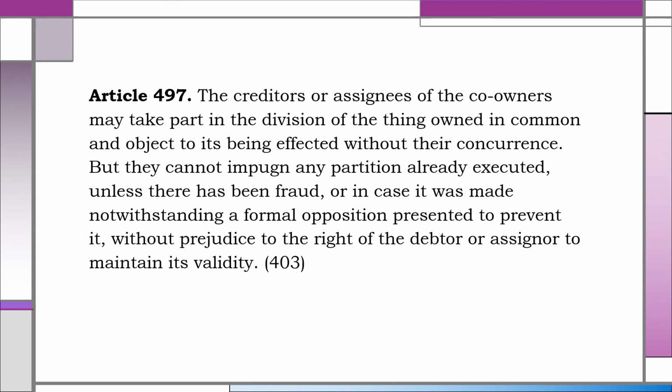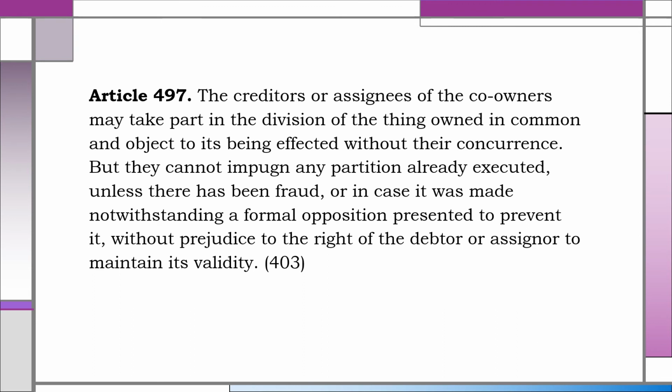Article 497. The creditors or assignees of the co-owners may take part in the division of the thing owned in common and object to its being effected without their concurrence, but they cannot impugn any partition already executed unless there has been fraud or in case it was made notwithstanding a formal opposition presented to prevent it, without prejudice to the right of the debtor or assignor to maintain its validity.